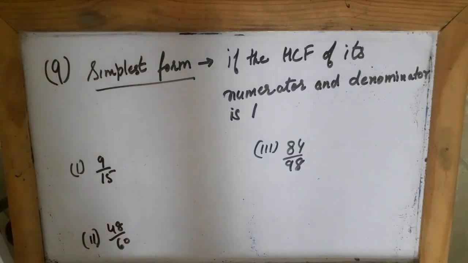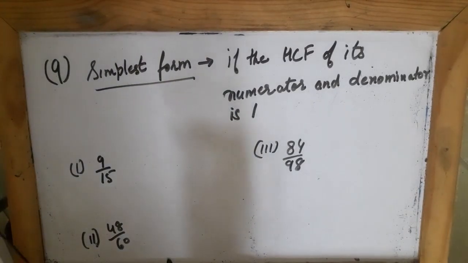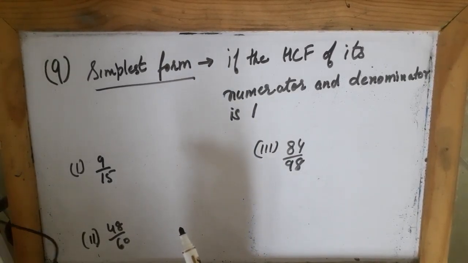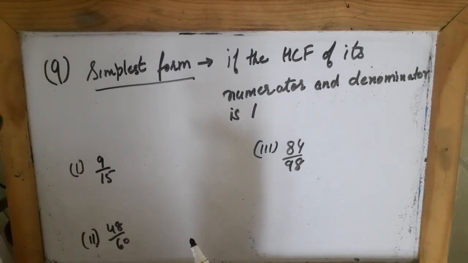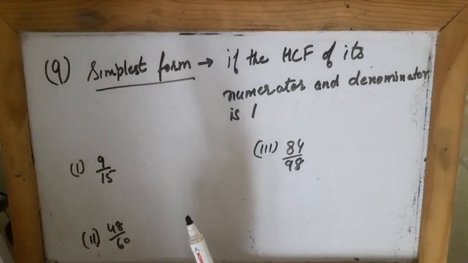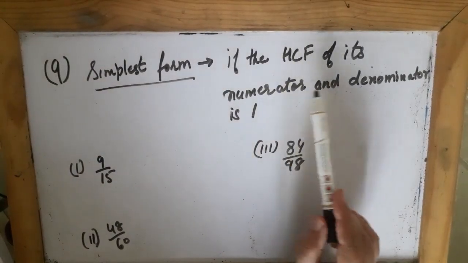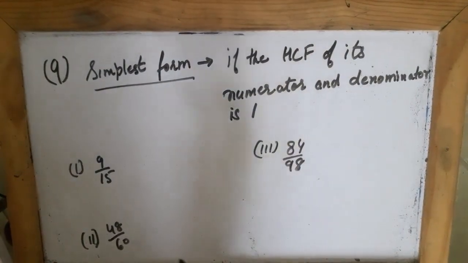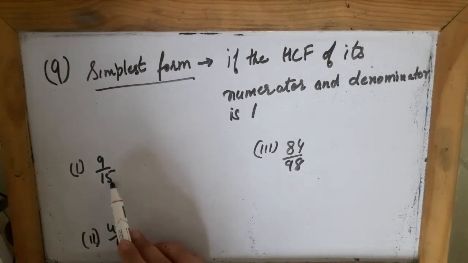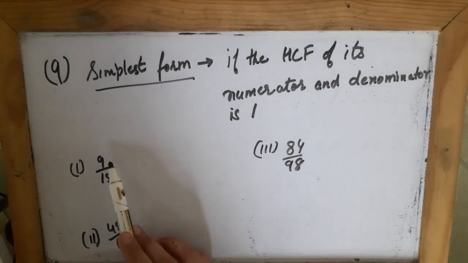Now the ninth question. In the ninth question, they have given you some fractions and they are asking you to reduce them in the simplest form. Now, what do you mean by simplest form? Simplest form means when the HCF, highest common factor, of the numerator and denominator is 1. Let me explain you by taking this. Now they are asking you to reduce. Reduce means I have to divide them with a single number.